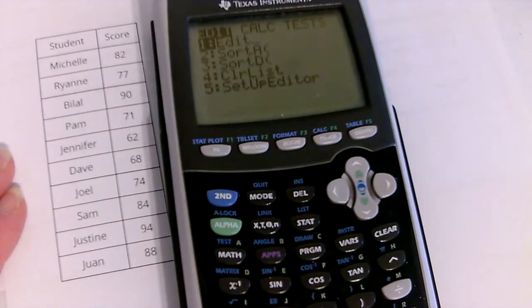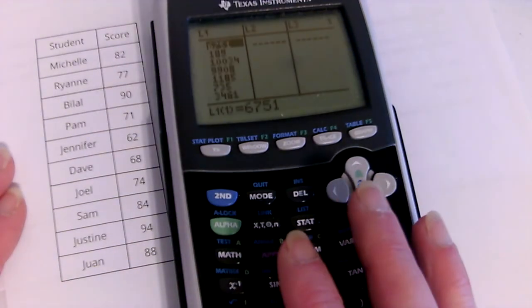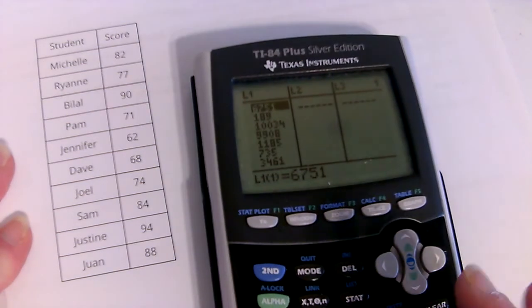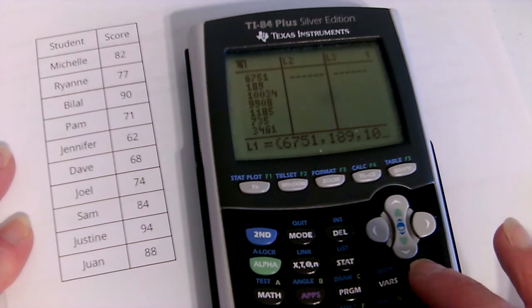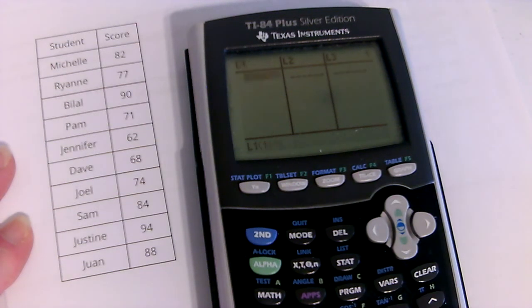So we would go to stat. Now the quick way to clear out a list in your calculator is to up arrow to where the L1 is highlighted, then press clear, enter. Don't press delete because it will delete the list instead of just clearing it. And then you would type in your data.